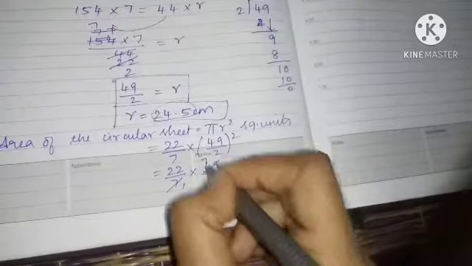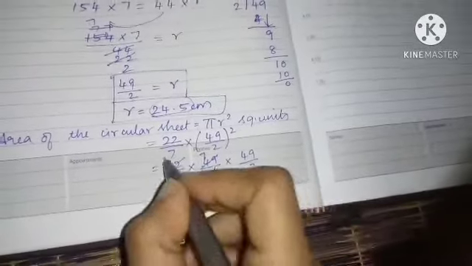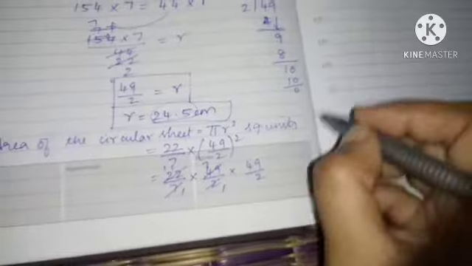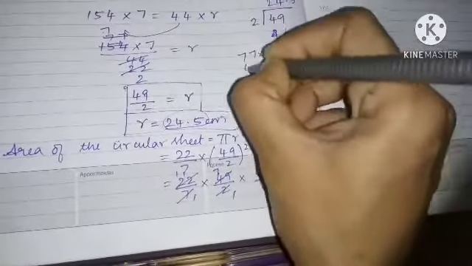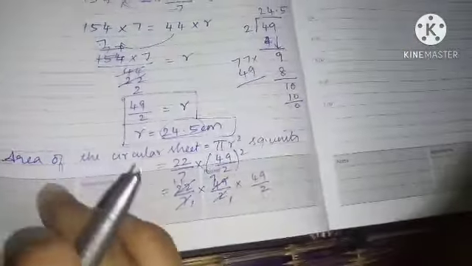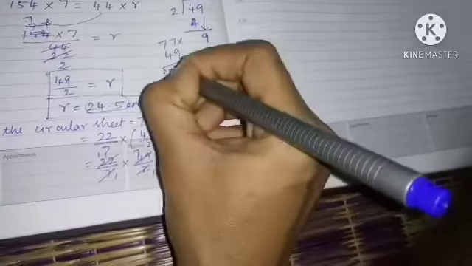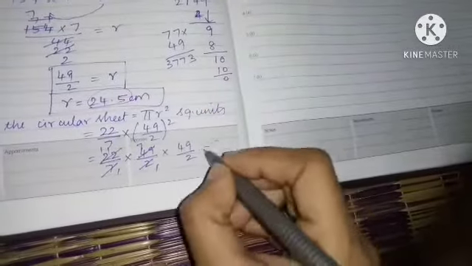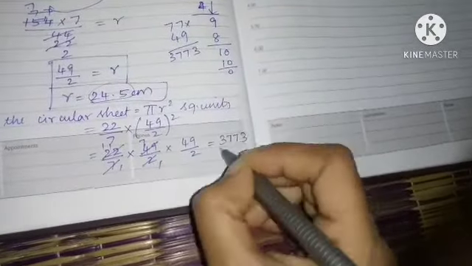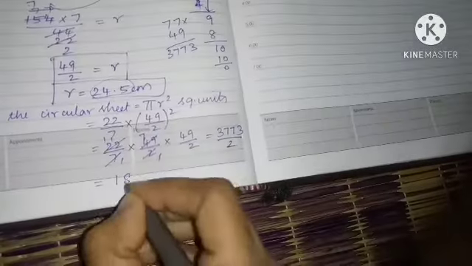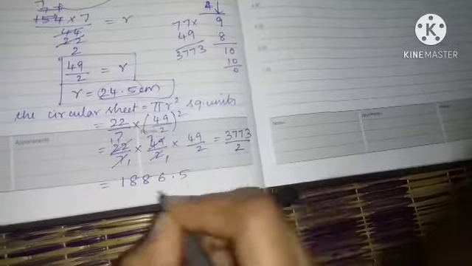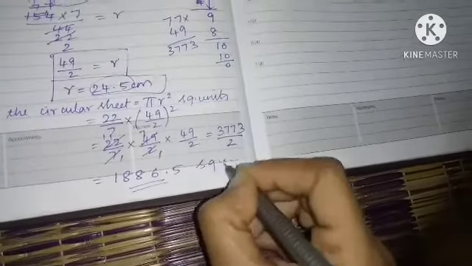7 ones are 7, 7 sevens are 49. 2 ones are 2, 2 11s are 22. So 11 into 7, 77 into 49. In the previous problem we have done 77 into 49. What is the answer? 3773. 3773 divided by 2, right? Because see here, 3773 divided by 2, answer is what, children? 1886.5 you are getting, which is square centimeter.